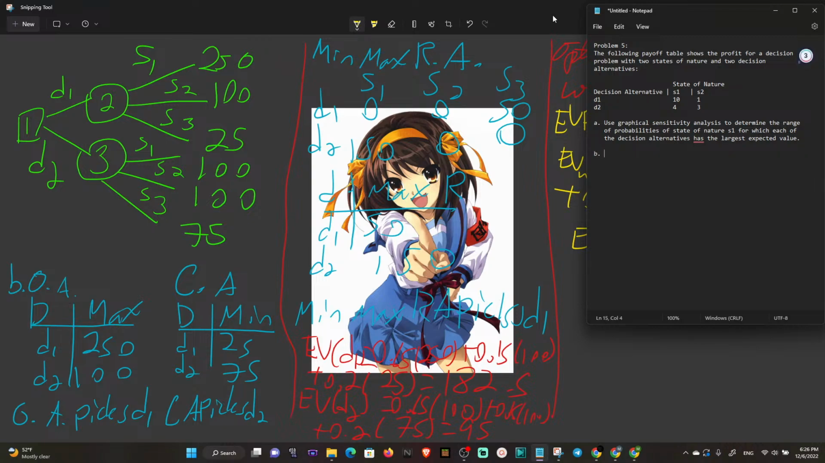And B, suppose P of S1 is equal to 0.2 and P of S2 equals 0.8. What is the best decision using the expected value approach? Okay.